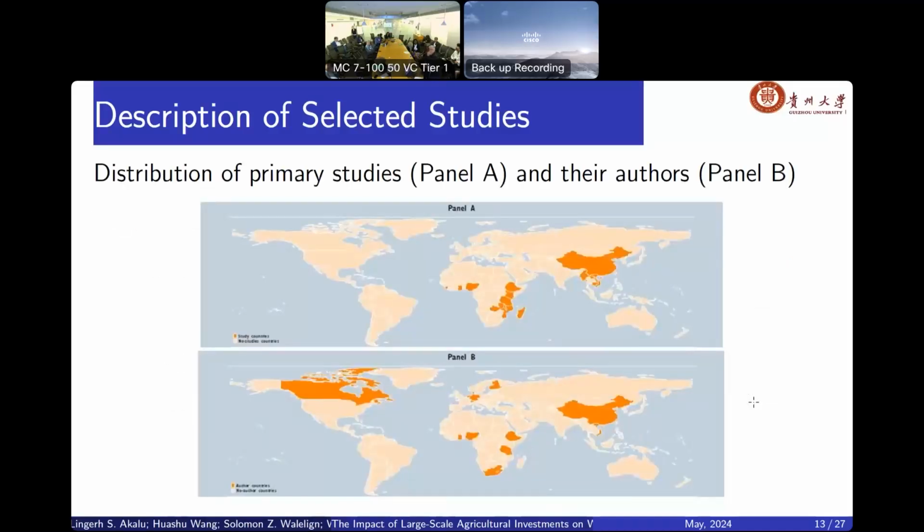And we also try to map the source of the researchers based on their institutional affiliation and the case studies that they use in order to evaluate the impact of such investments. And we find out that most of them are from Canada and Europe, and the case studies are mostly in Africa.